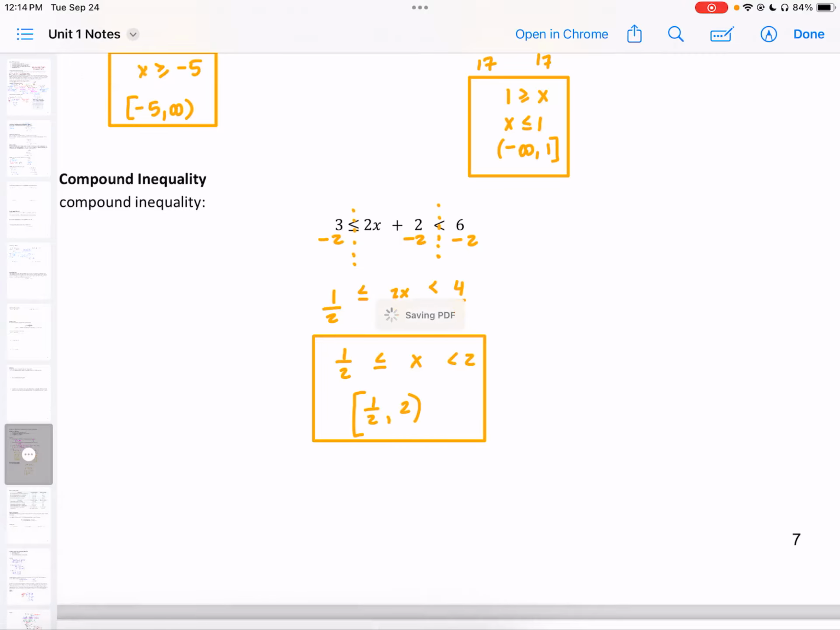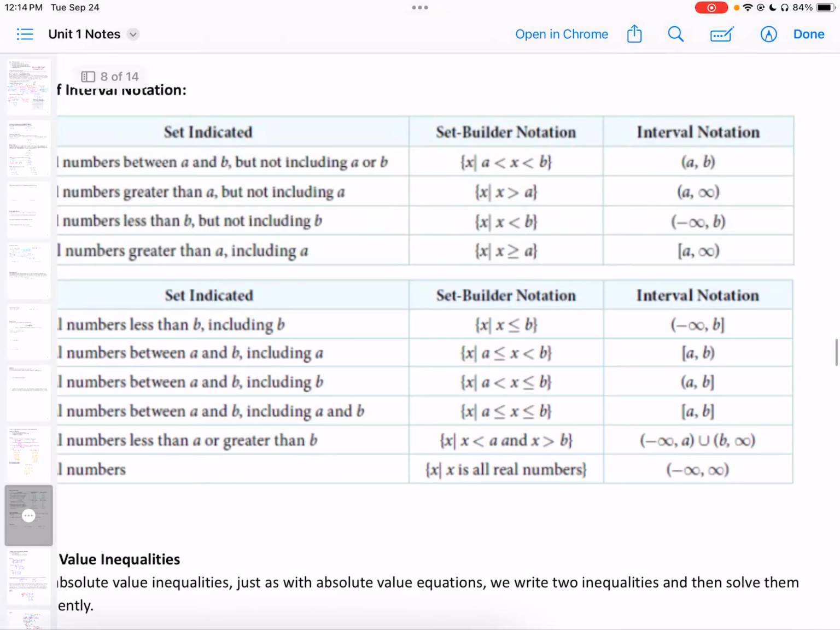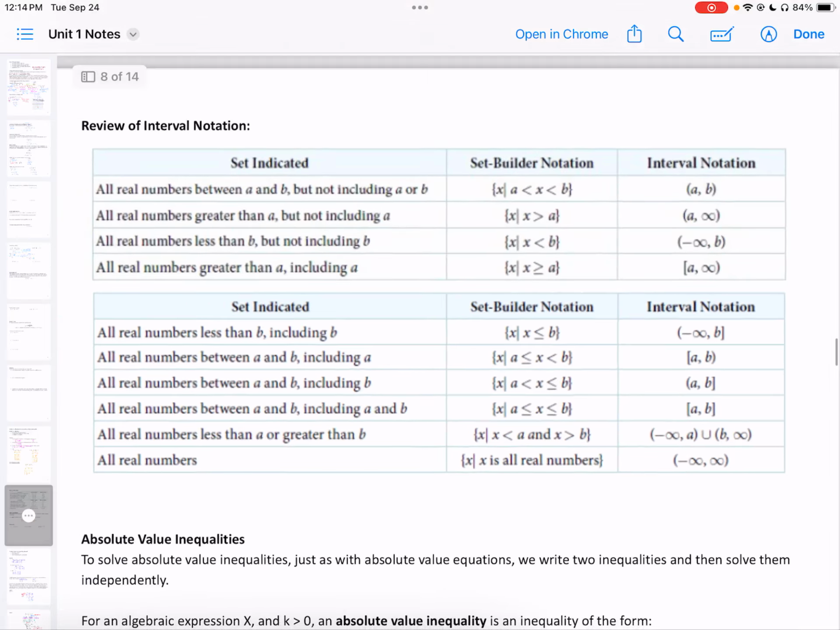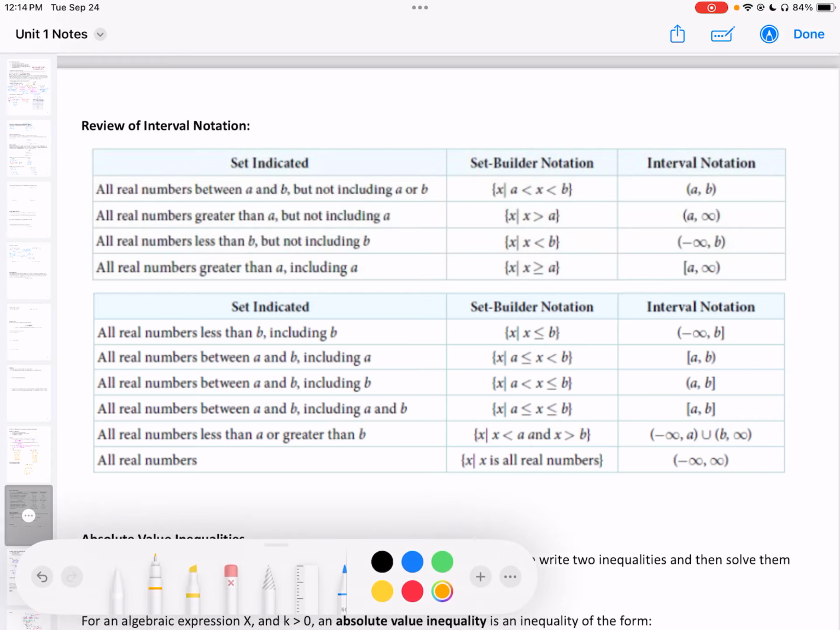Okay, on the next page, we have some different guidelines for notation. Keep in mind that open circles go with greater than or less than, which is going to be parentheses, whereas greater than or equal to, less than or equal to will be brackets. That's really the main thing here. If you have multiple things happening, we have unions.